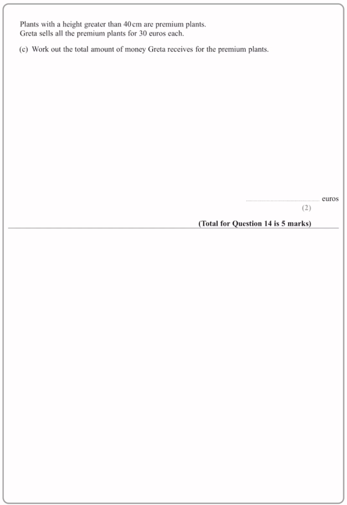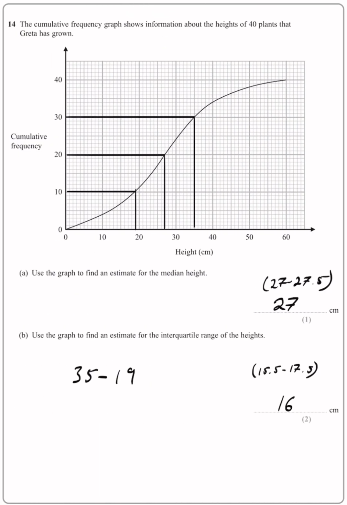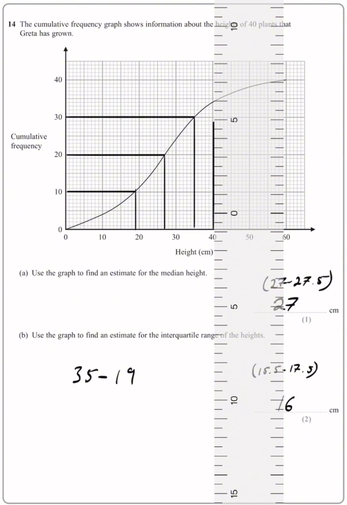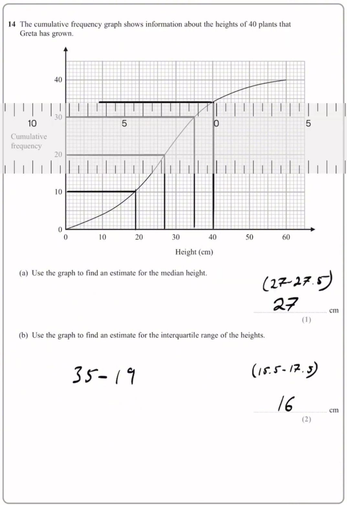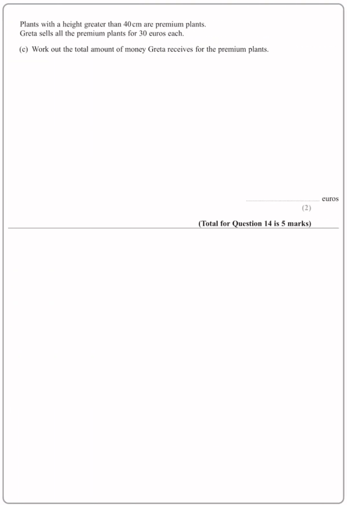For question C, I'm going to draw a line going up from 40, see where it meets the curve, and then read it off. I make that the 34th position. So if I subtract the 34 from the 40 in total, that gives me 6 premium plants. Times that by the 30 euros for each one of them. That's 180 euros in total.